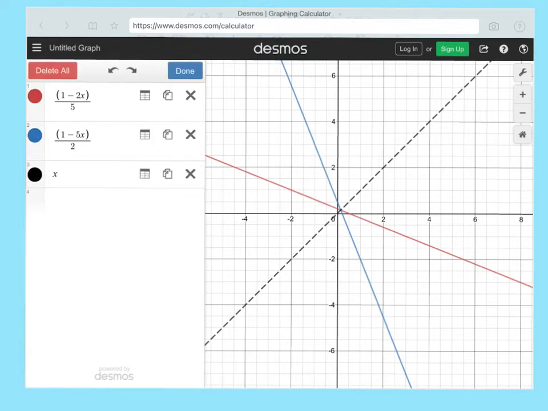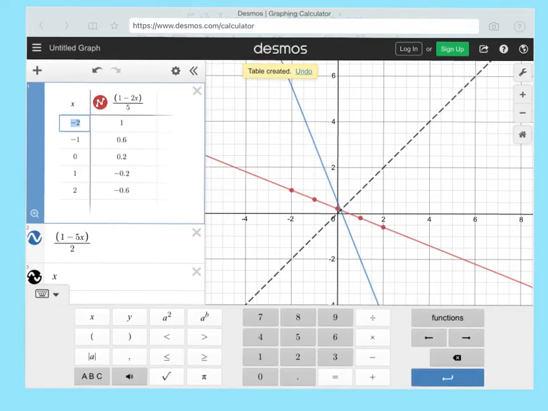So what I'm going to do is take a look at the tables for each one of these, and then we can clearly see that we have a couple coordinate points. On our original function, we have the coordinate point -2, 1. And one other coordinate point that we have is 0, comma, 0.2.